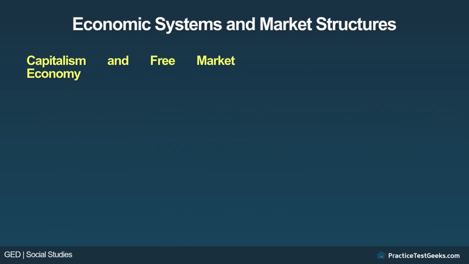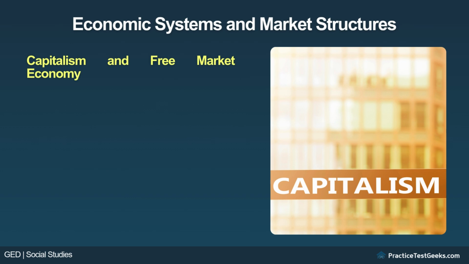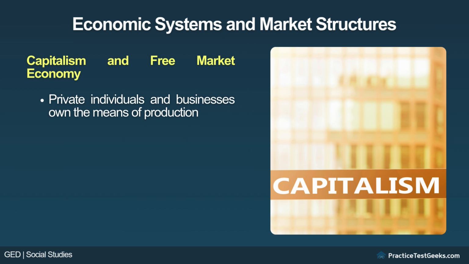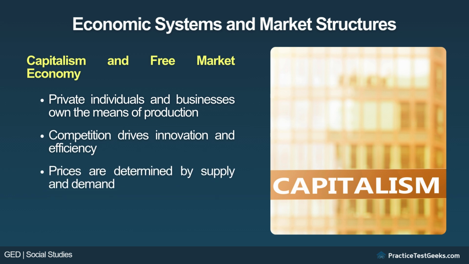Capitalism and free market economy. In a capitalist system like the United States, the economy is driven by private ownership and competition. Specifically, private individuals and businesses own the means of production. Competition drives innovation and efficiency. Prices are determined by supply and demand. Government regulation is limited but present.